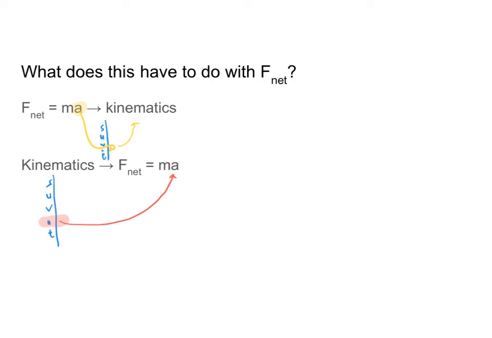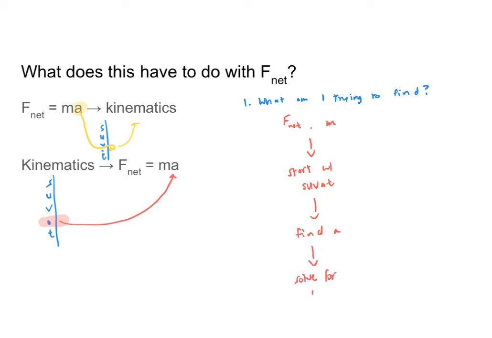This sounds a little esoteric, but it's not as convoluted as it might sound. The first thing that I want you to do when you solve one of these problems is figure out, what am I trying to find? If I'm trying to find FNet or m, then I know that I'm going to start with my kinematics. So start with my SUVAT table, find my acceleration, and solve for FNet or m.